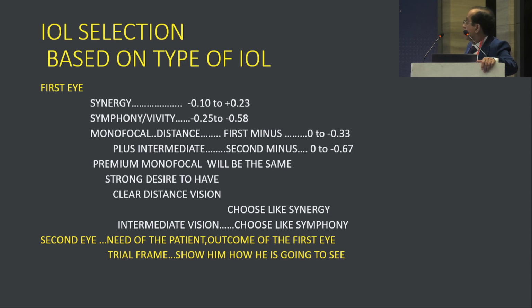With monofocal lenses for distance, I'll use the first eye within minus 0.33. For the second eye, I can use maybe around 0.67. Premium monofocal will be the same. If the patient has a strong desire for clear distance vision, choose Synergy, that means slightly plus, there is no harm. But if he wants a little bit of intermediate vision, use Symfony, that means slightly on the minus side. When we are looking at the second eye, we have to see the result of the first eye and adjust for the patient's need for the second eye.